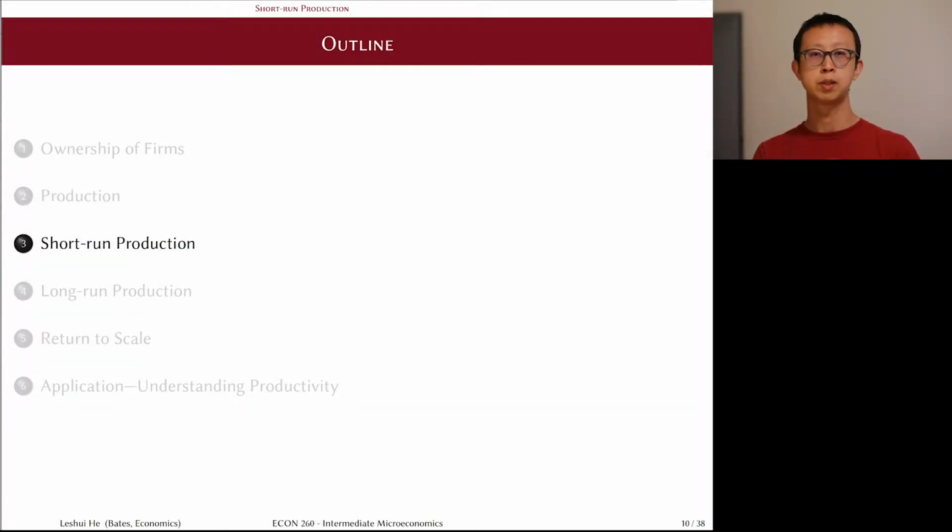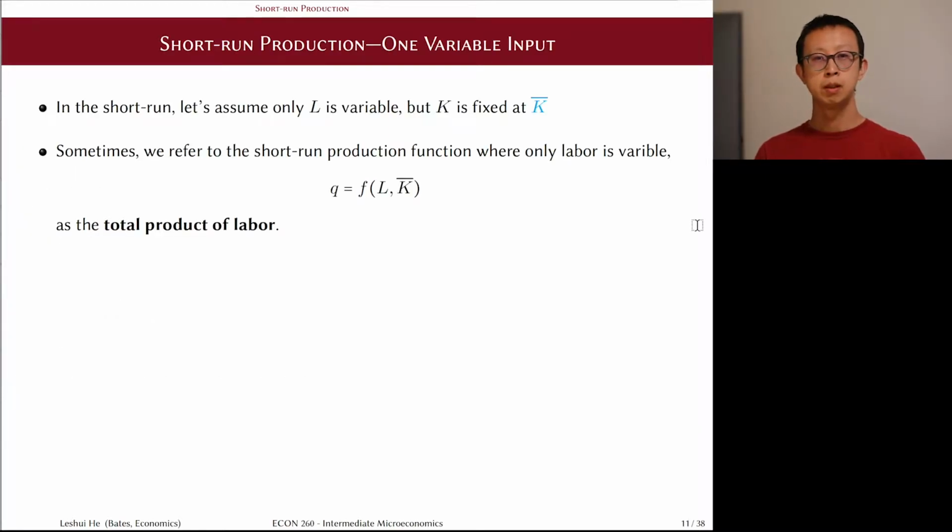In this video, we will discuss the short-run production. In the short run, at least some inputs cannot be changed. To fix ideas, let's assume that capital is fixed at some level K bar, and the firm can freely choose the level of labor. In this case, the short-run production function will look something like this, where the level of capital input is fixed at K bar, and we're freely able to change the level of labor input L.